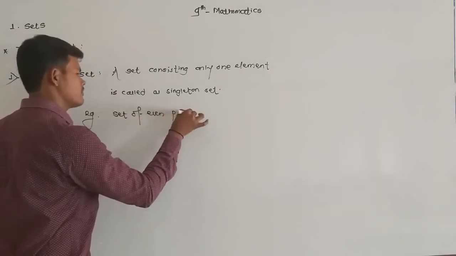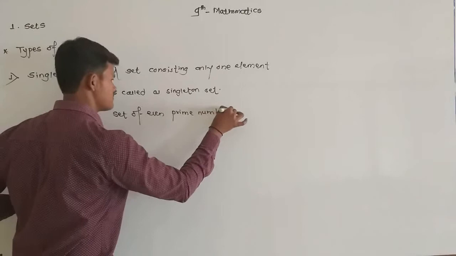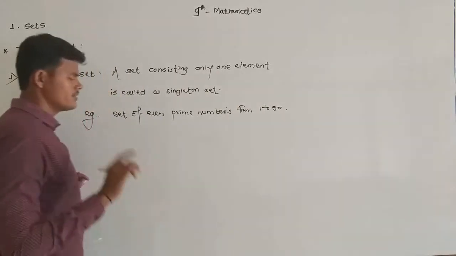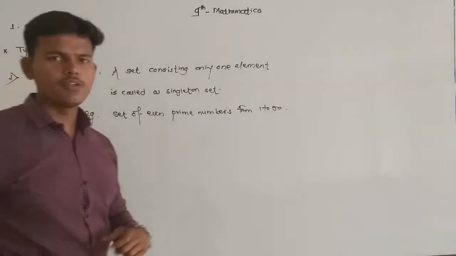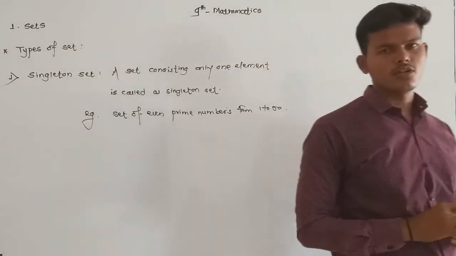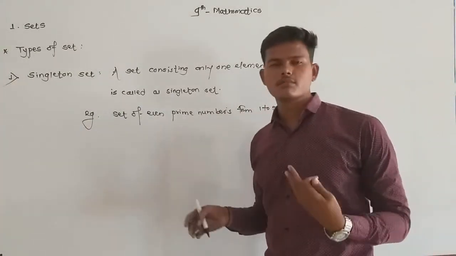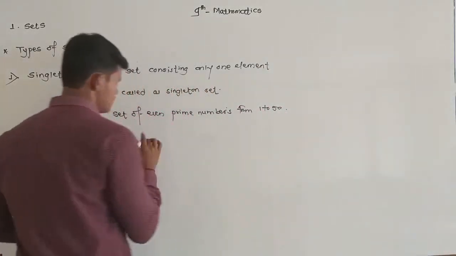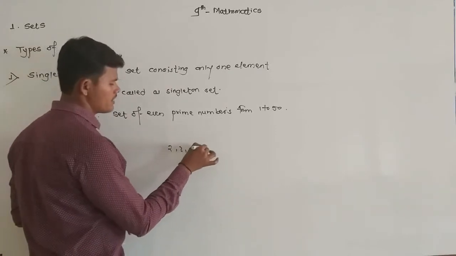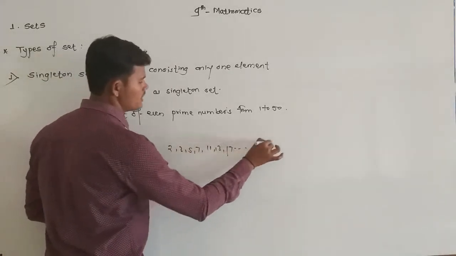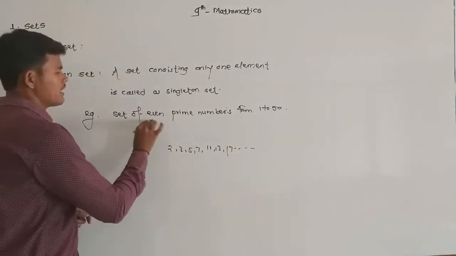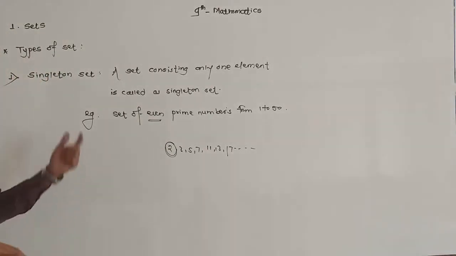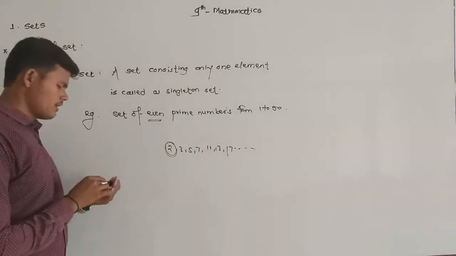Set of even prime numbers from 1 to 50. This is our first example. So we have to write a set of even prime numbers. First of all, prime number means what? Prime number means the number which is divisible by only one or itself. So which are the prime numbers? 2, 3, 5, 7, 11, 13, 17 up to infinite. But we have to write only even numbers. So 2 is the only even prime number from 1 to 50 or from 1 to infinite, right?